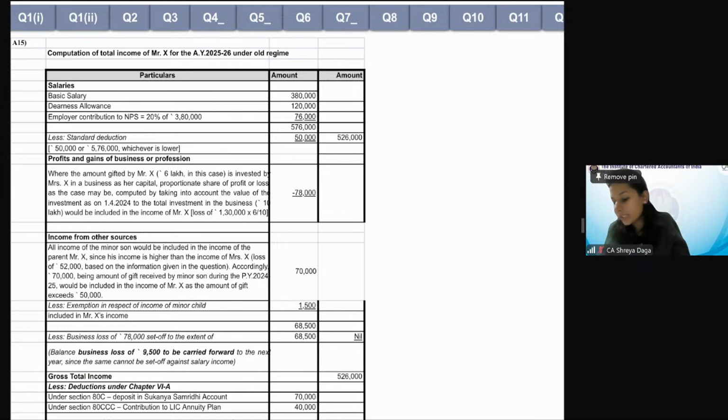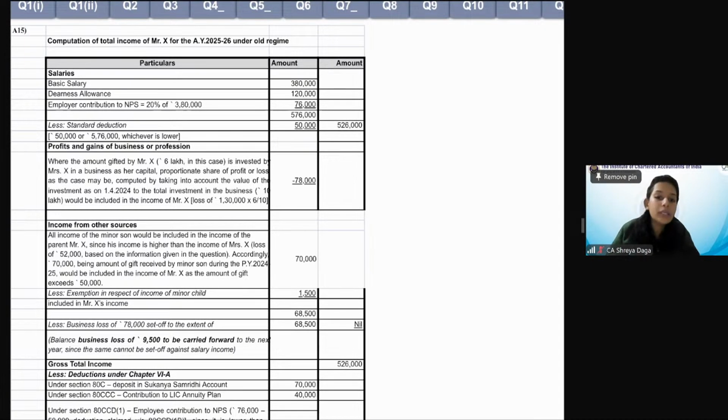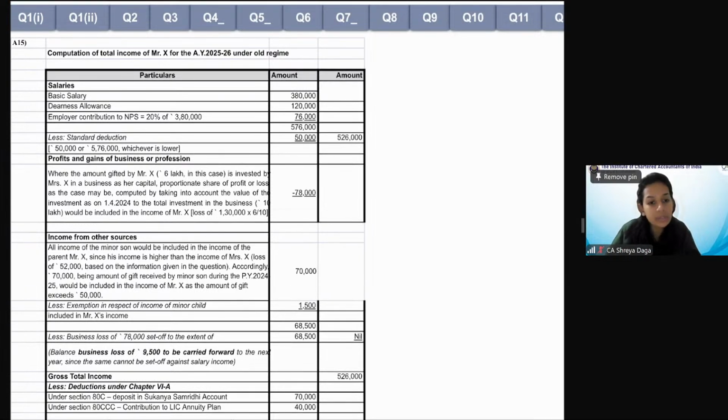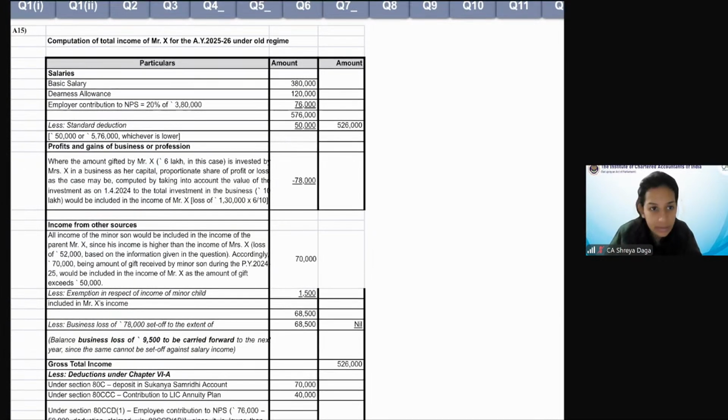So we can. So you've calculated 78,000 above. You use that much. Whatever you can use, 68,500 balance will be carried forward to the next year because it cannot be set off against current year salary income. Okay. Then you have calculated GTI.